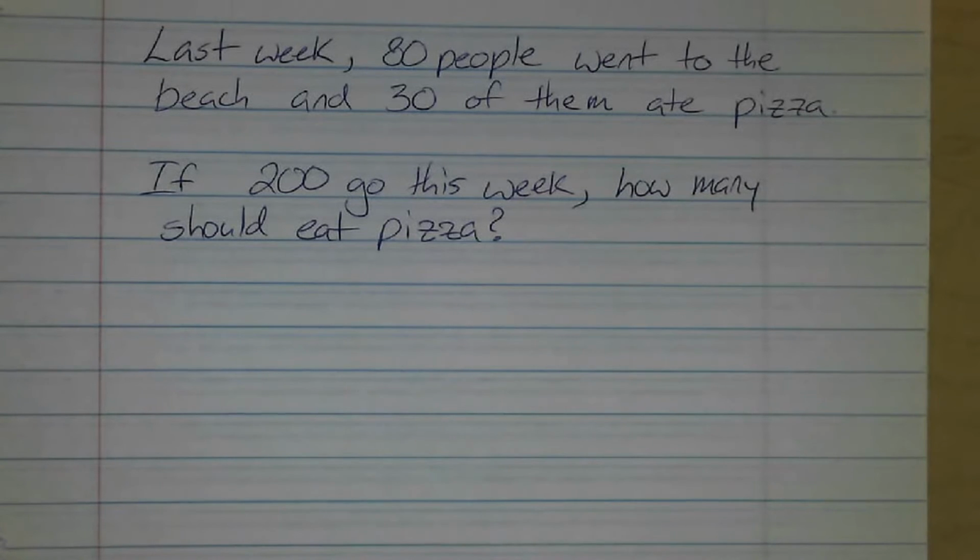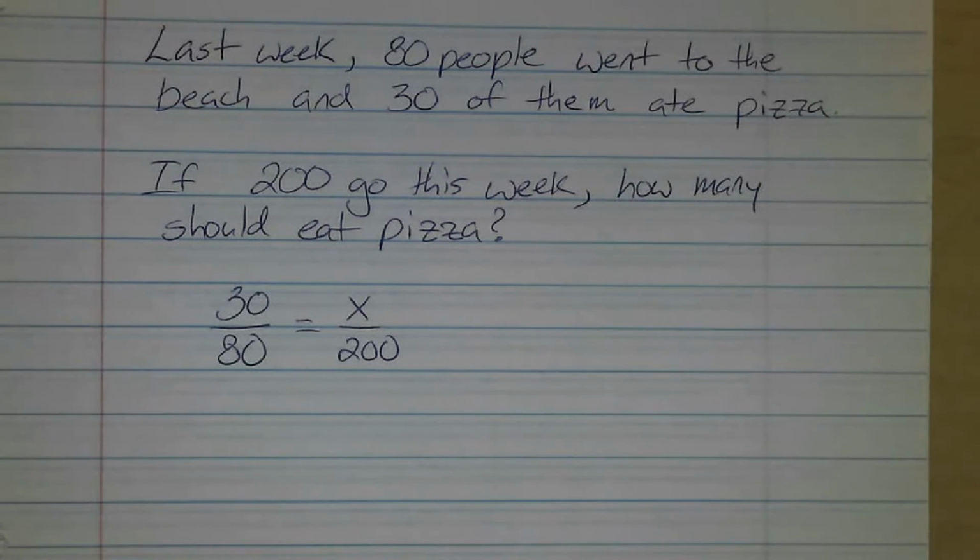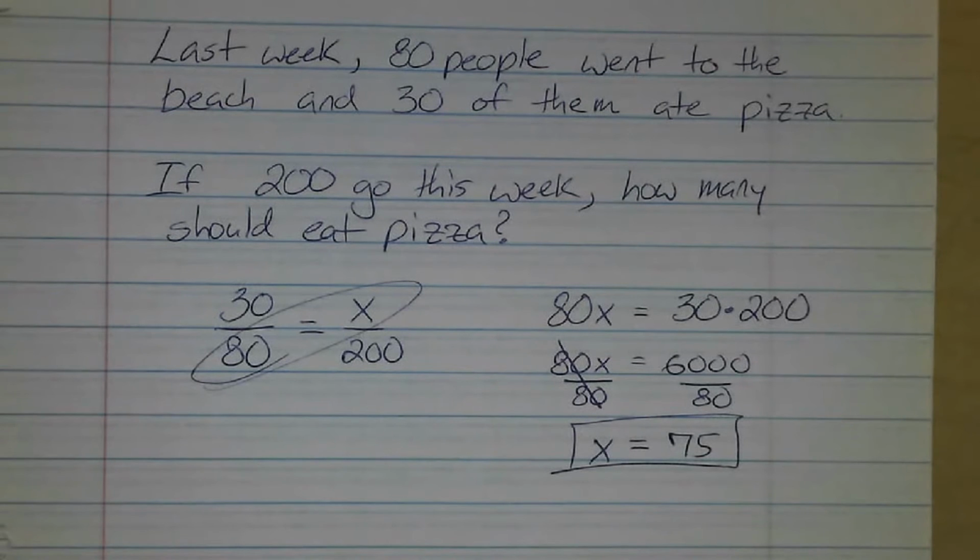Okay, read the scenario, then give it a shot. Press play when you're ready. Okay, so 30 people ate pizza out of 80 last week, and we want to know how many out of 200 are going to eat them this week. We set it up like this and use cross products. Okay, and the math is as follows.